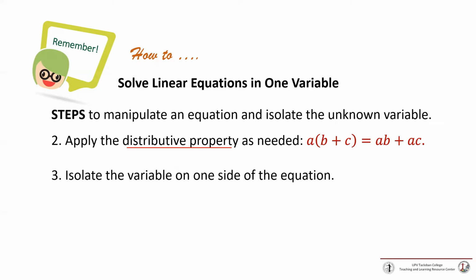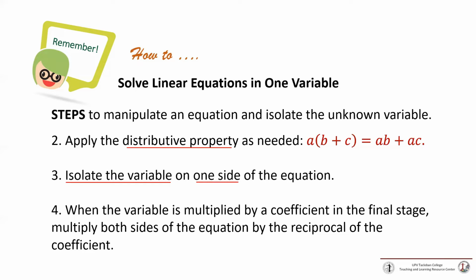Number 3, after applying the distributive property, you isolate the variable on one side of the equation. Take note. And number 4, when the variable is multiplied by a coefficient in the final stage, multiply both sides of the equation by the reciprocal of the coefficient. Again, when the variable is multiplied by a coefficient in the final stage, you multiply both sides of the equation by the reciprocal of the coefficient.